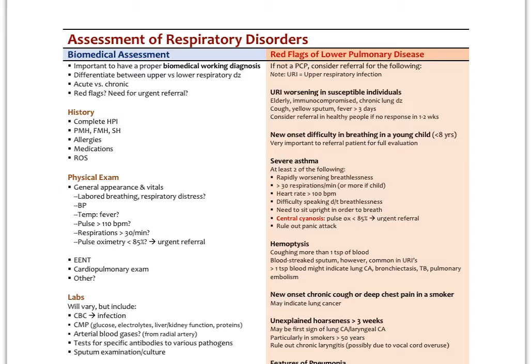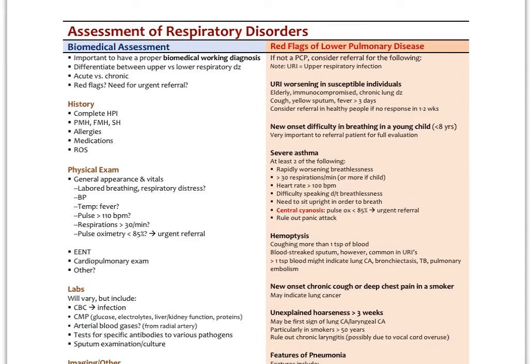Are there any red flags that need potential urgent referral? I'm not going to talk much about the upper respiratory red flags because there aren't as many. I'll just mention here some of the lower pulmonary red flags. Of course, if we had a URI that was just worsening in susceptible people, so especially elderly patients or immunocompromised patients, patients with chronic lung disease, they get a URI, they're at much higher risk now of developing pneumonia or something like that. So maybe have a deeper cough.